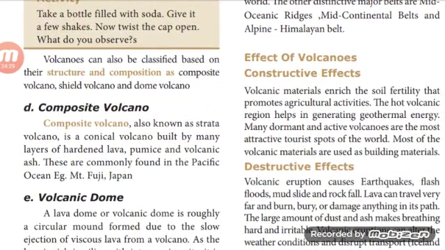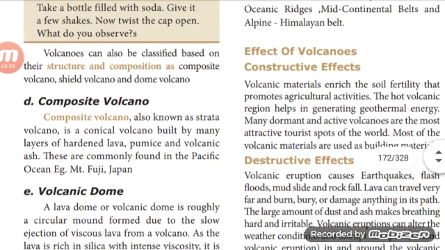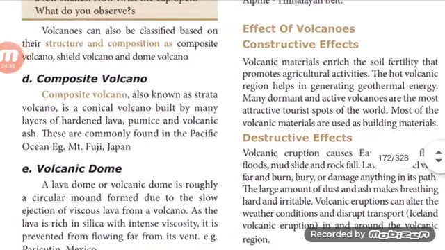Next, on the basis of the structure and composition, the volcanoes may be classified into composite volcano, shield volcano and dome volcano. The first one is composite volcano. This composite volcano is otherwise known as strato volcano, which is conical in shape, built by many layers of hard lava. Example, Mount Fuji in Japan.